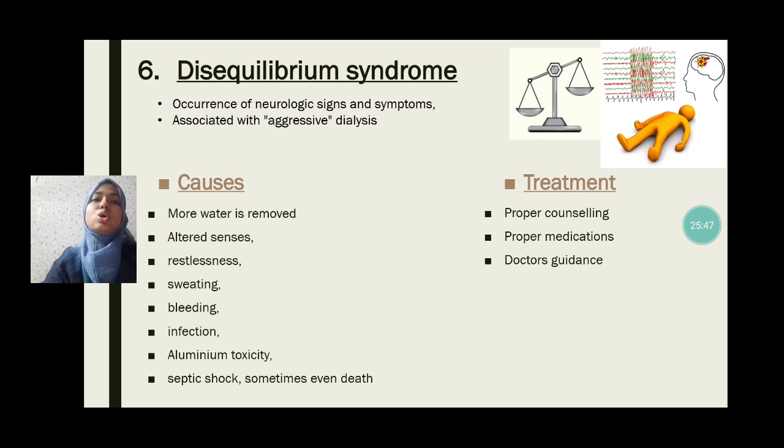Disequilibrium syndrome, it is a neurological sign. It is a neurological problem which basically is associated with aggressive dialysis. What are the causes? Okay, what is disequilibrium syndrome? In short words, it is the first dialysis of a patient. If a healthy person is told that you are going to start with dialysis, then from the very next day the patient won't feel good.